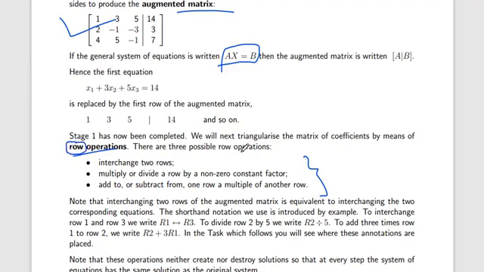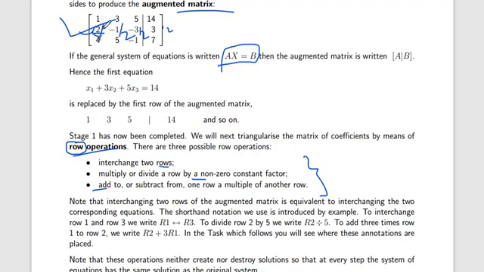In our lecture I only discussed changing or dividing rows, not columns. So this is a row operation, not column, so try to remember it. We can only change rows. We can interchange 2 rows, multiply or divide a row by a non-zero constant factor. If you have to multiply this by 2, we can multiply this equation by 2 also. And add to or subtract from one row a multiple of another.